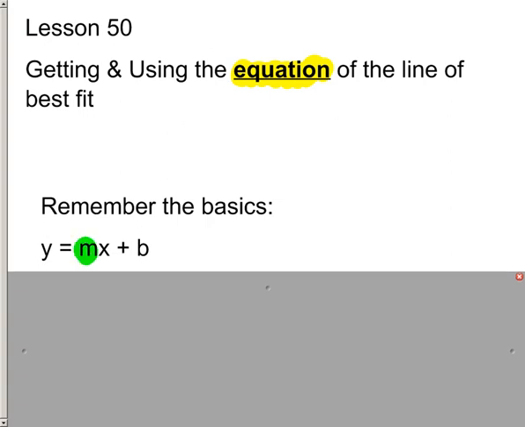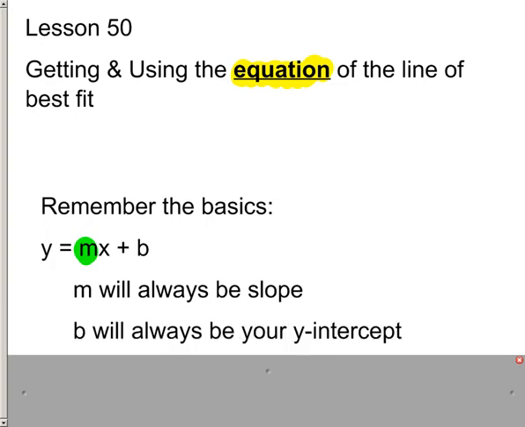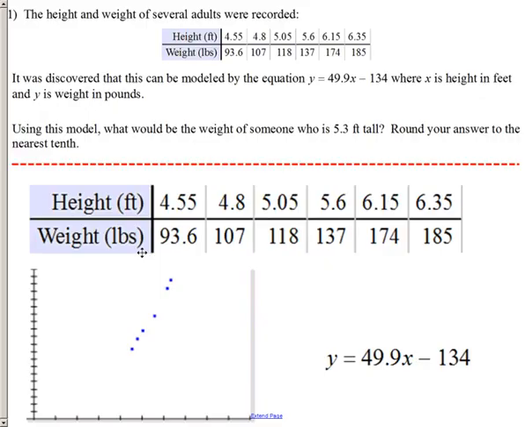That m is going to be your slope. M will always be your slope. Sometimes it's a fraction, sometimes it's a decimal, sometimes it's a whole number. And then the b, that would actually be your y-intercept. That tells you where to put the dots on your y-axis. And so that's how you would generally handle this. And now let's get into the first example.